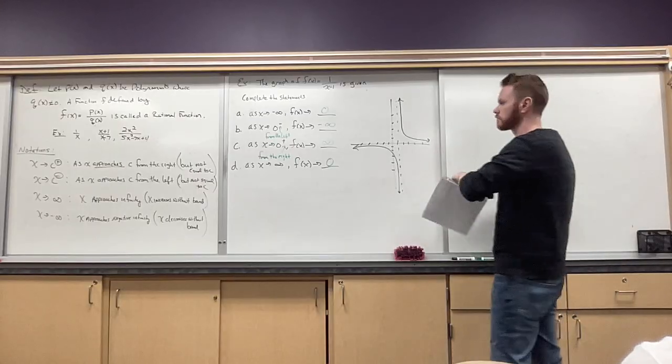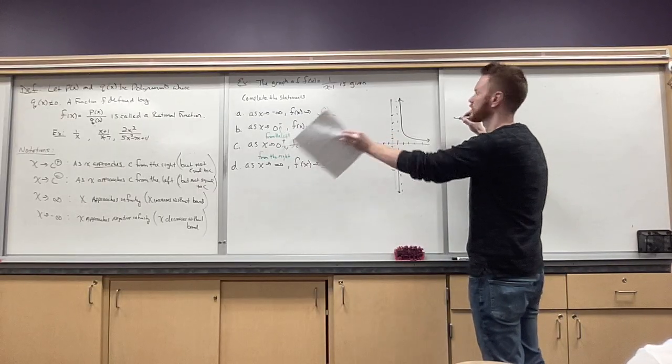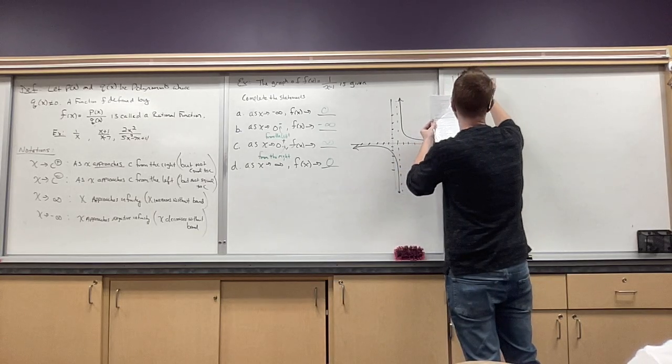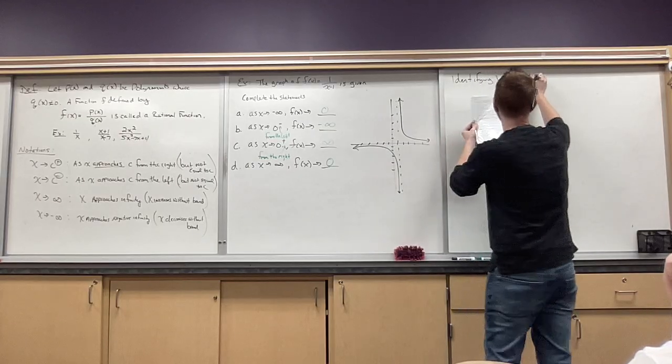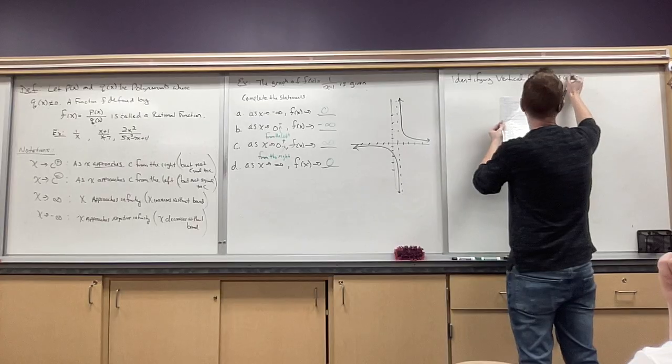Let's keep going. Let's talk about the vertical, horizontal, and slant asymptotes. Let's talk about those next. We touched on it a little bit in the past, but now let's go ahead and dive into it.